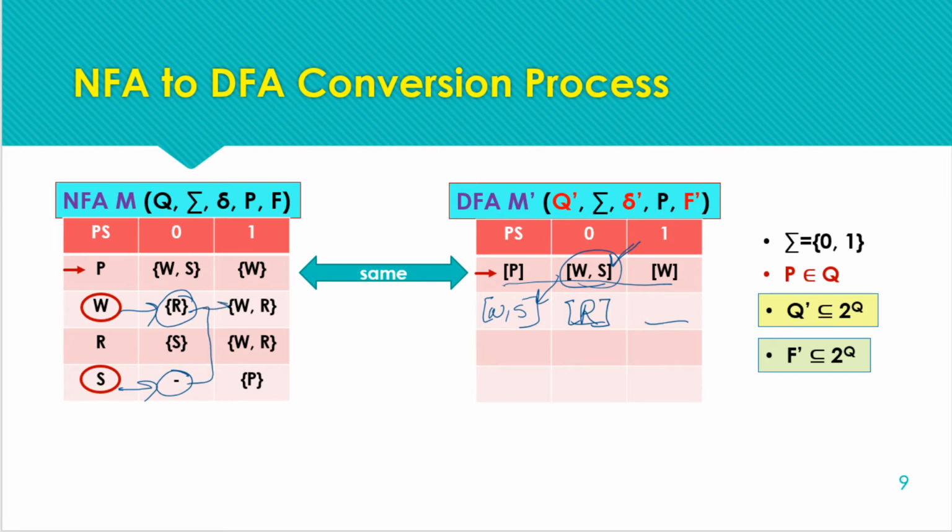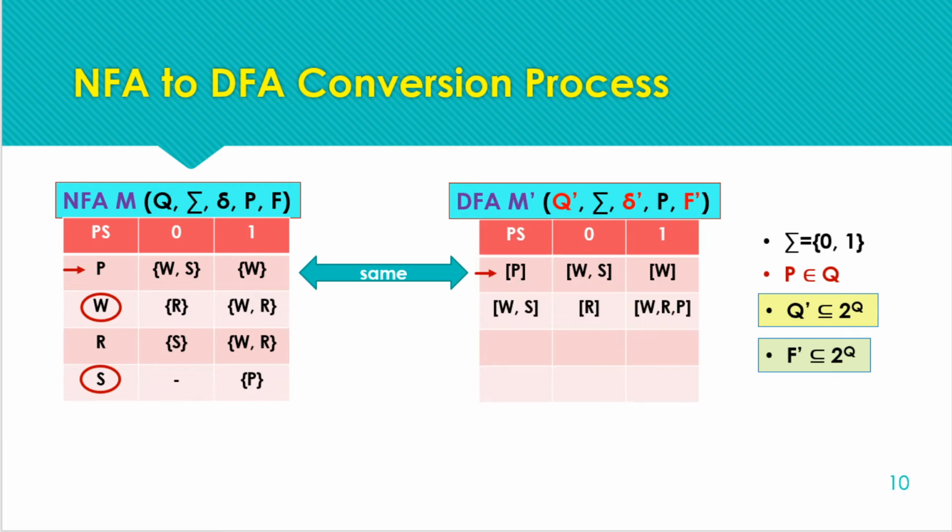For input symbol 1, here we are getting the set WR and here we are getting the set P. Now performing the union of these two sets results in the new set WR and P. So we write the new state as WRP. This is the transition table after writing the transitions for the WS state.